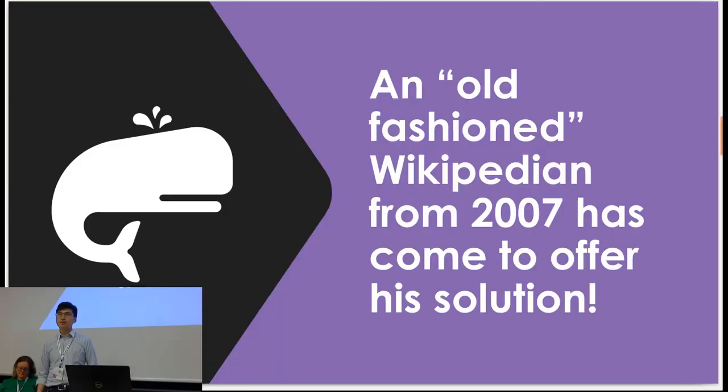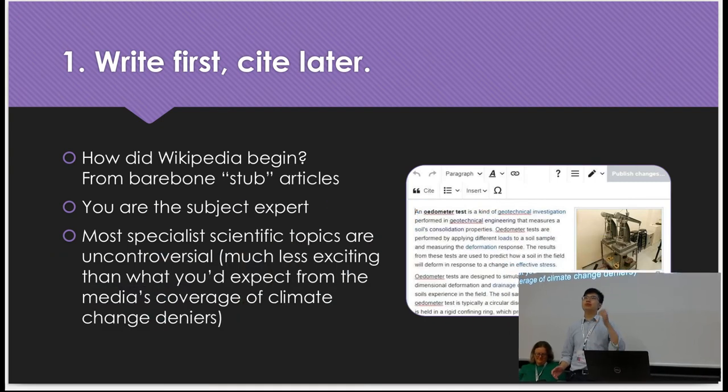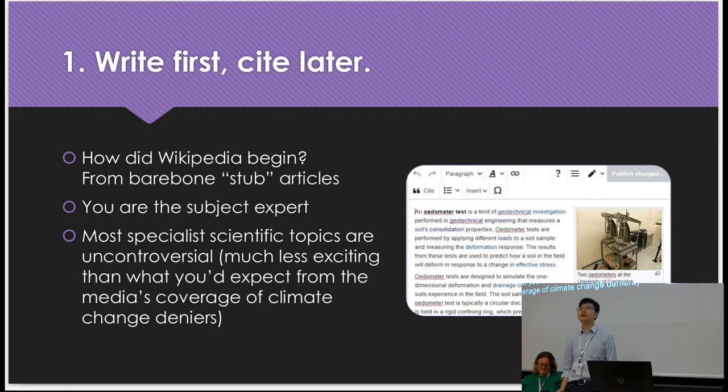So me from 10 years ago came up to me today and said, look, past you has a solution for future you. I've come to offer a solution to myself, and that is, how about we think back at how Wikipedia got started? Before 2007, before Wikipedia got so professionalized, it was a process of people with some subject knowledge dumping whatever they know into the Wikimedia projects. It began from the bare bones stubs. And in most cases, you contribute because you are the relative subject expert. You contribute because you think you know more than the previous person who wrote about this topic on Wikipedia.